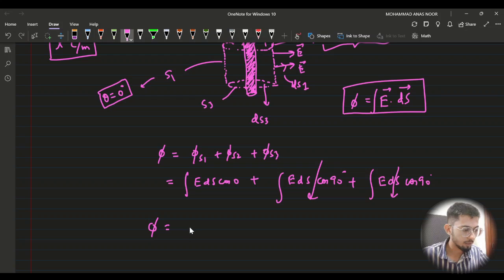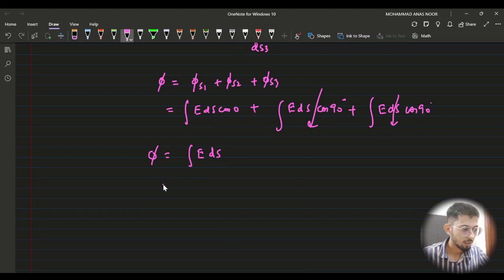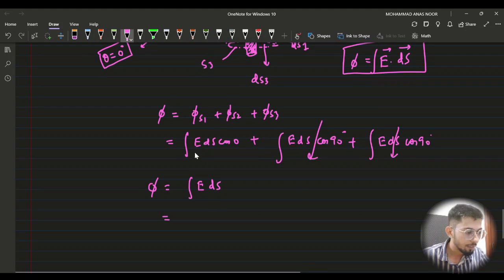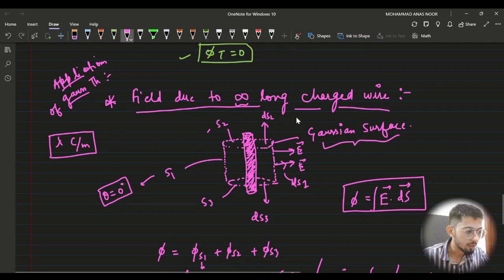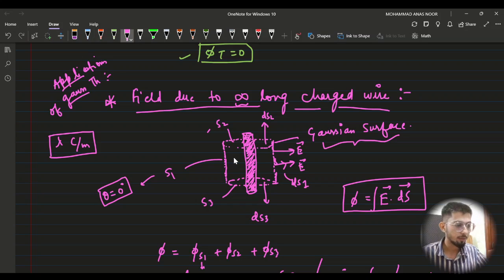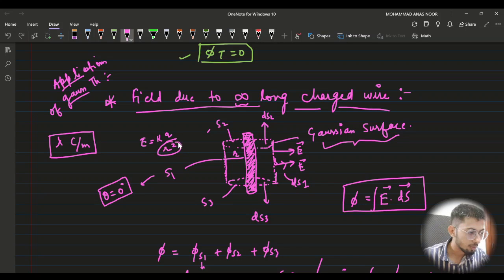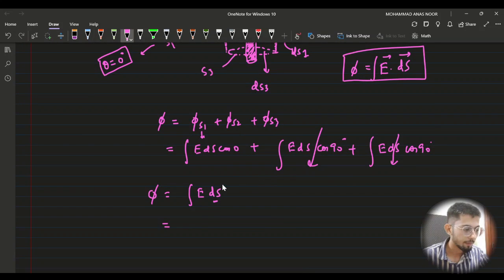Phi is equal to E ds cos 0, which is 1, right? Now E will come out. This was the first surface, the curved surface area of the cylinder, right? On this curved surface, this r is fixed. So the electric field, which is kq by r squared, will be constant, since r is fixed. So take this constant outside and write E, integral of ds.